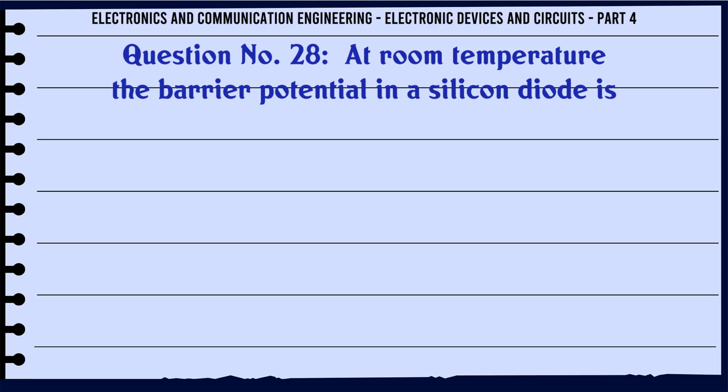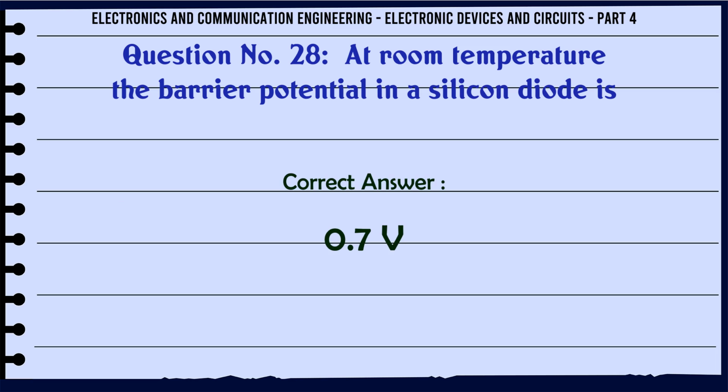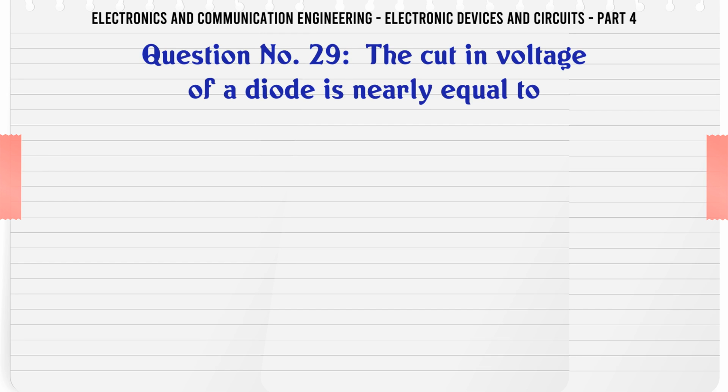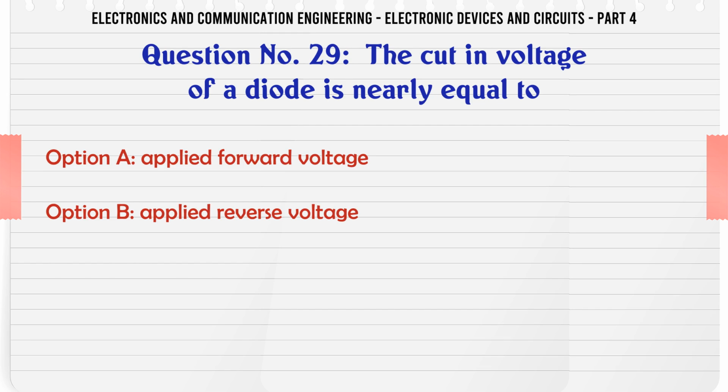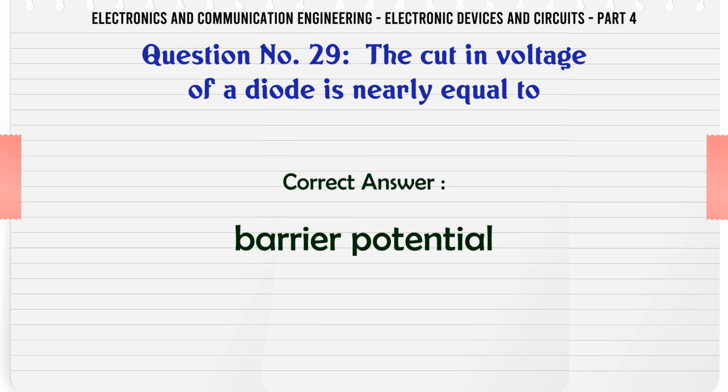At room temperature, the barrier potential in a silicon diode is A, 0.1 V, B, 0.3 V, C, 0.7 V, D, 1 V. The correct answer is 0.7 V. The cut-in voltage of a diode is nearly equal to A, applied forward voltage, B, applied reverse voltage, C, barrier potential, D, none of the above. The correct answer is barrier potential.